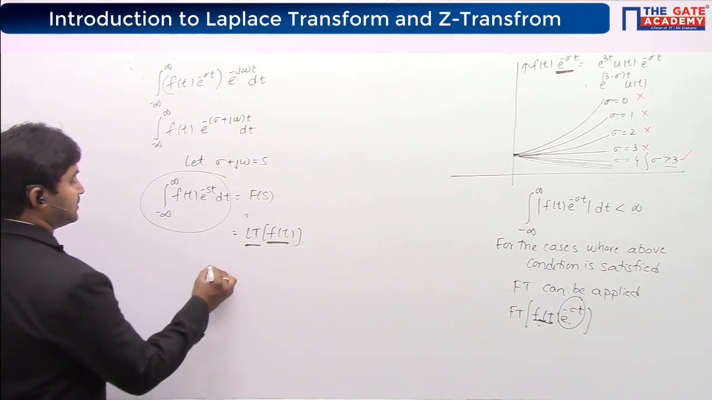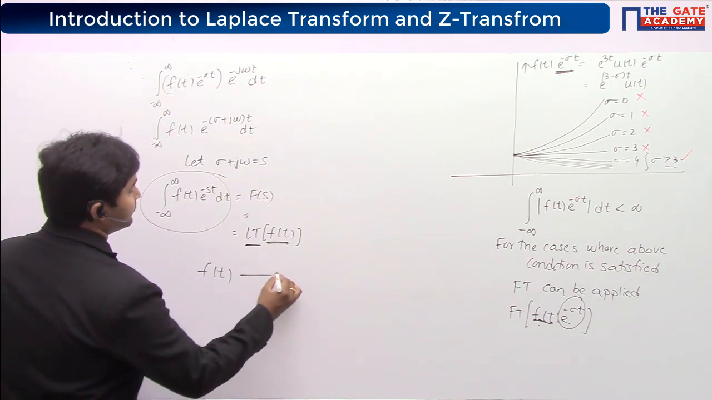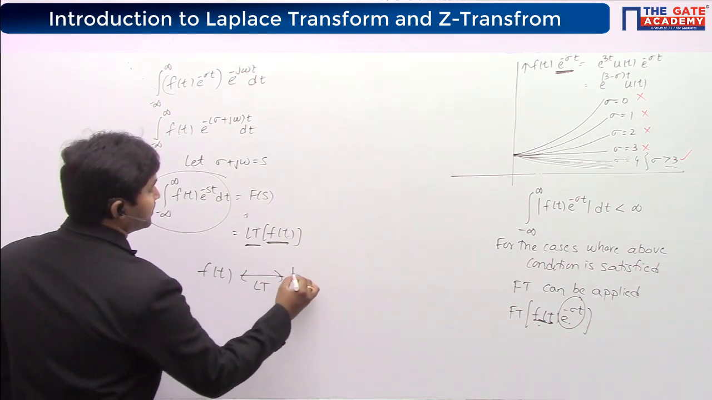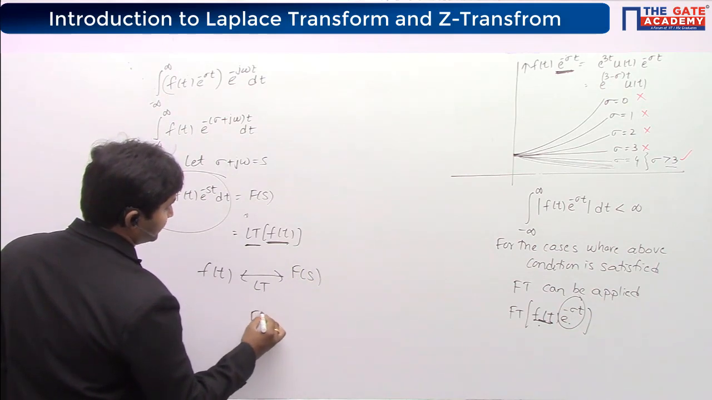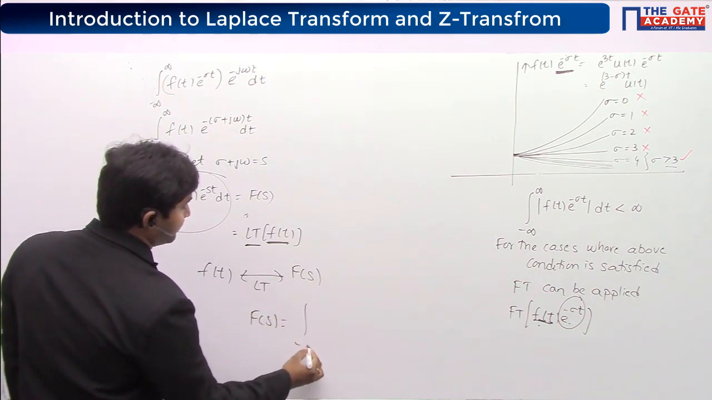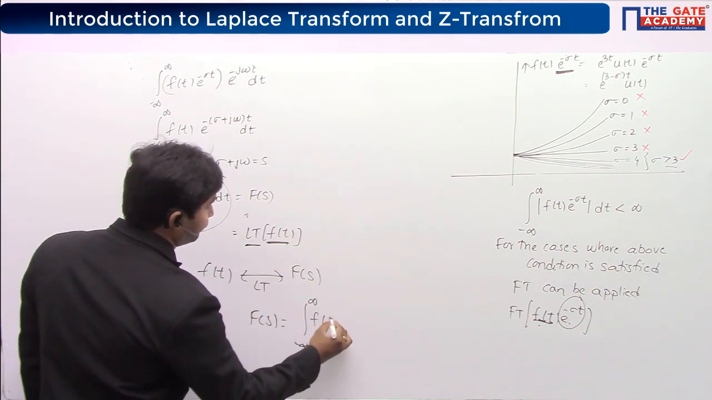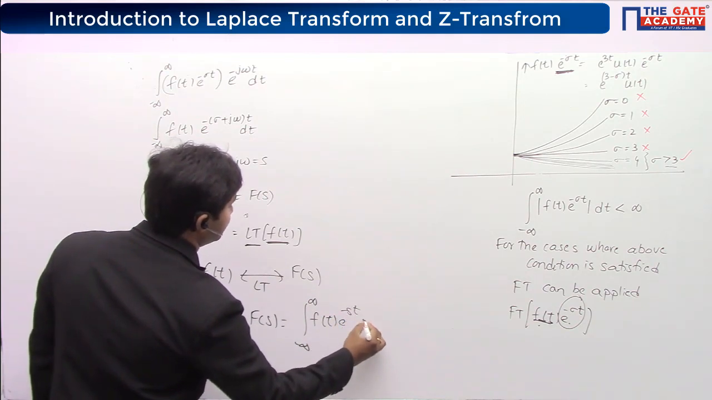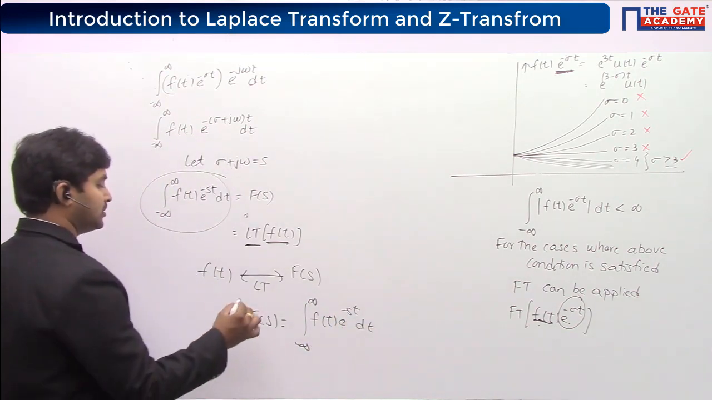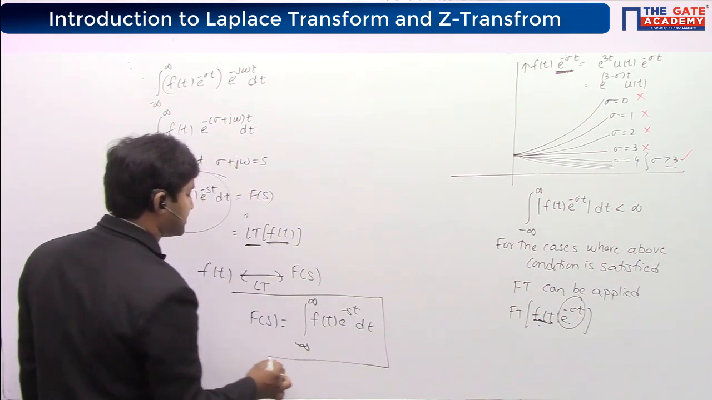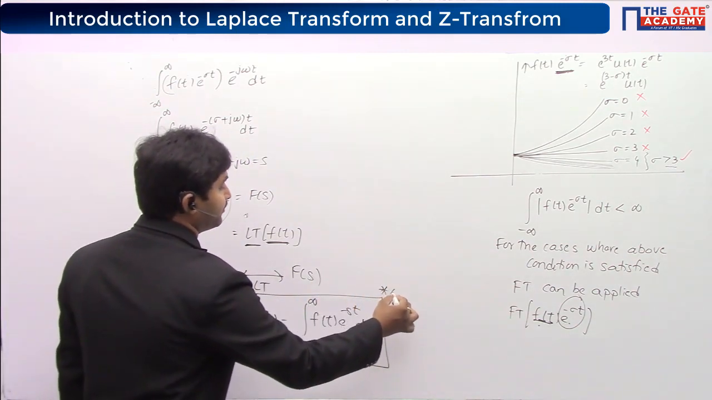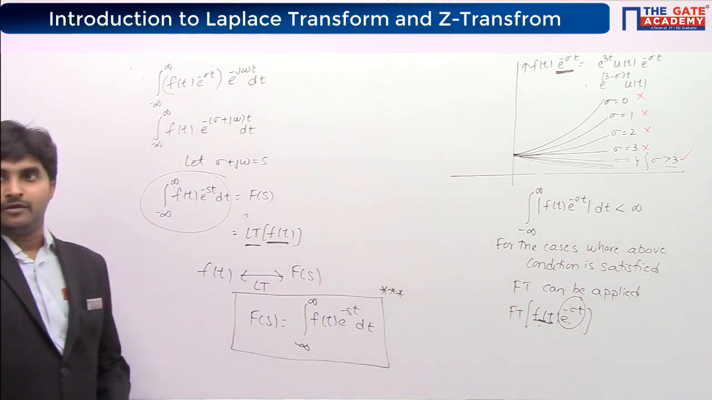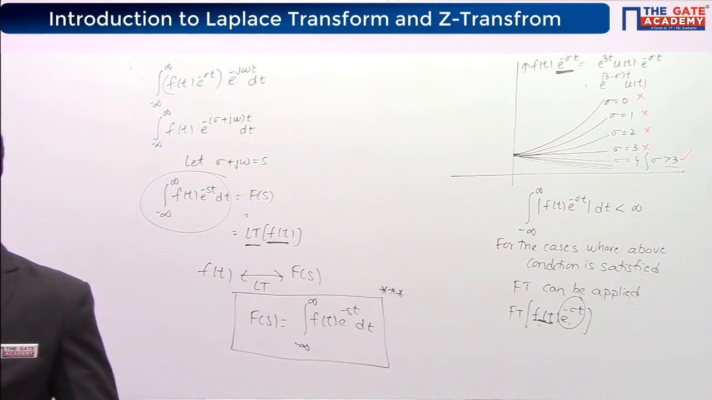So I can say that f of t is now going to have the Laplace transform pair f of s. So f of s is equal to the integral from minus infinity to infinity of f of t e power minus st dt. Okay, so this is the formula for the Laplace transform. Very, very important formula. Please note it down.